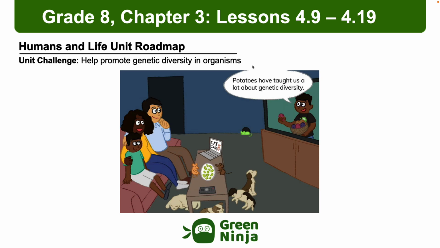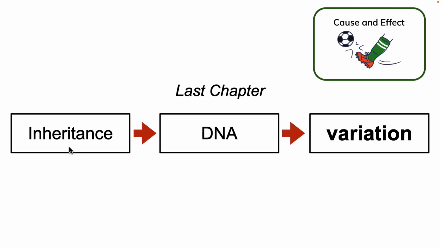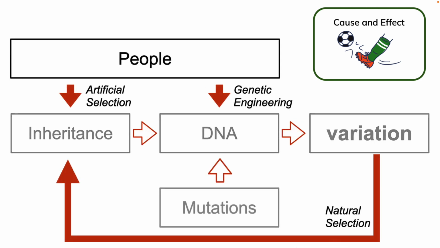This chapter is really the core of the unit. We know that traits can be passed down and vary, but what happens next? Last chapter we showed how inheritance causes new DNA combinations that lead to variations in traits. This chapter focuses in on natural selection, artificial selection, and genetic engineering. Students will be able to explain each of the cause and effect relationships on this graph by the end.